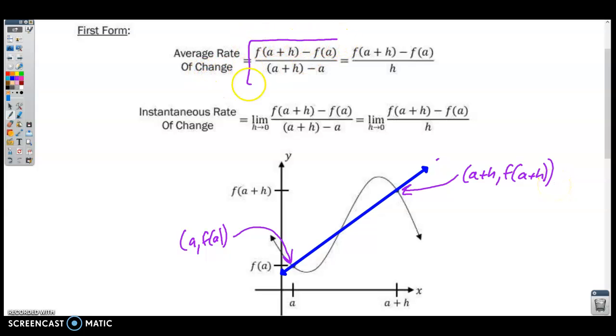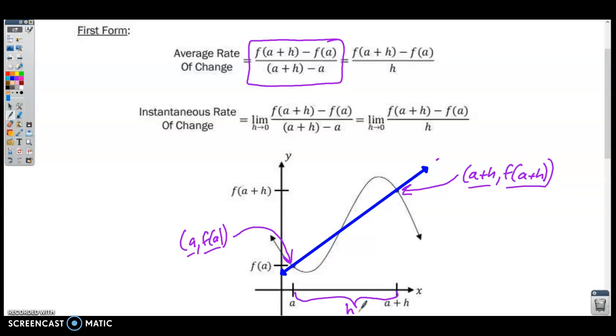All we've done right here is take the slope formula, f of A plus H minus f of A, all over A plus H minus A, and we just simplified the denominator. That gives us a formula that represents the average rate of change between these 2 points, A and A plus H, where H is just some arbitrary distance between the 2 points. It might be 2, it might be 5, it might be 0.1, whatever it is. It's just some distance between the starting point and the ending point.